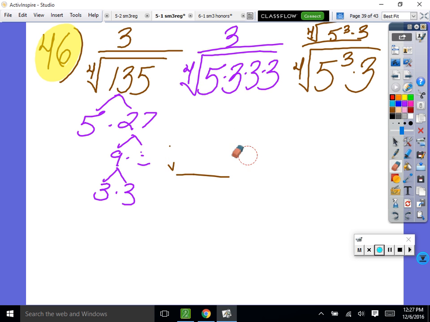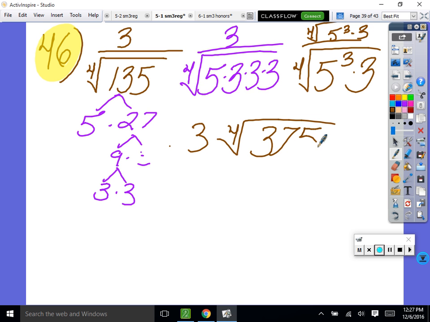So on top, we have a 3 on the outside. And then we have a 4th root of, let's look underneath the radical. There's 3 5s. We need 4 to pull it out, correct? So those are going to stay. Only 1 3. So take your calculator. Do 5 to the 3rd times 3. Tell me what it is. Okay, so there's a 375, which we know doesn't simplify.